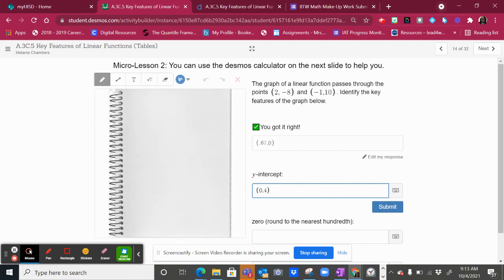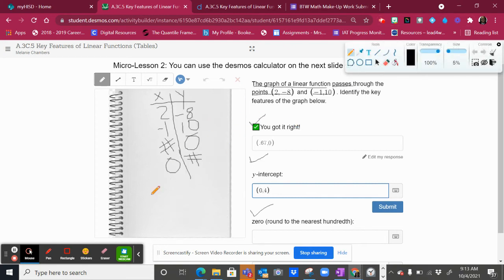And this just showed our notes that I had earlier. So you know that for our y-intercept, the x value is 0, the y value is 4. So we know that our y-intercept is here, it is 4. All right. The zero is the same as the x-intercept. So we found our x-intercept to be 0.67. So we're going to go ahead and type that in now.